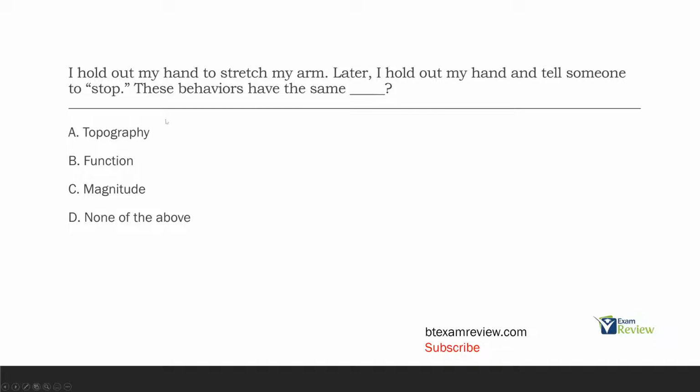So if we were to say these behaviors have the same blank, we would say they have the same A, topography. Yes, topography is what the behavior looks like. Holding out my hand looks identical. It has the same topography. It just doesn't have the same B, function. They're not serving the same purpose. And then C, magnitude, we don't know the intensity of this, right? We don't know if I had it out there a long time, a short time, if I did it hard, if I did it soft. We don't have magnitude. So we know the topography is the same. We know the function is not the same, and we don't know the magnitude. All we can say about these behaviors is that they have the same topography.